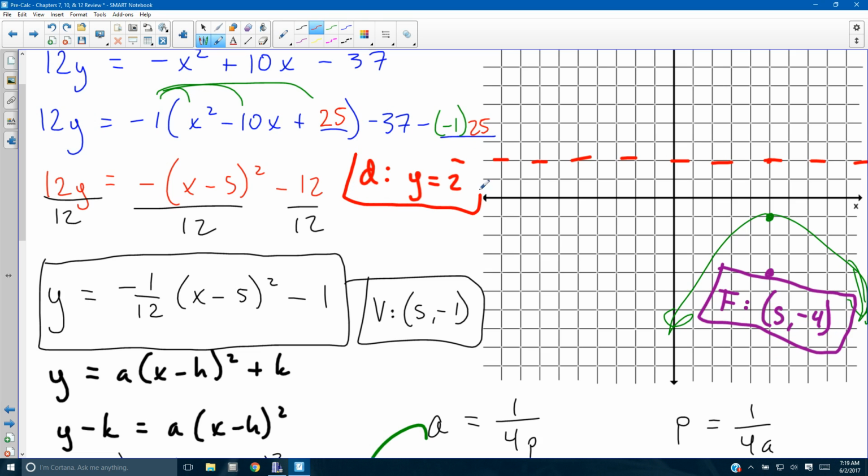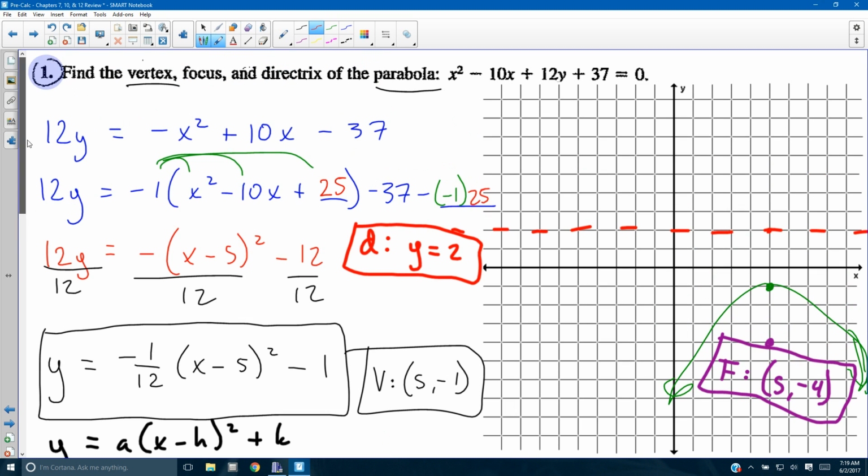So the focus is at 5, negative 4. The directrix is at y equals 2. The vertex is at 5, negative 1. We have all 3 things that we needed for this parabola.